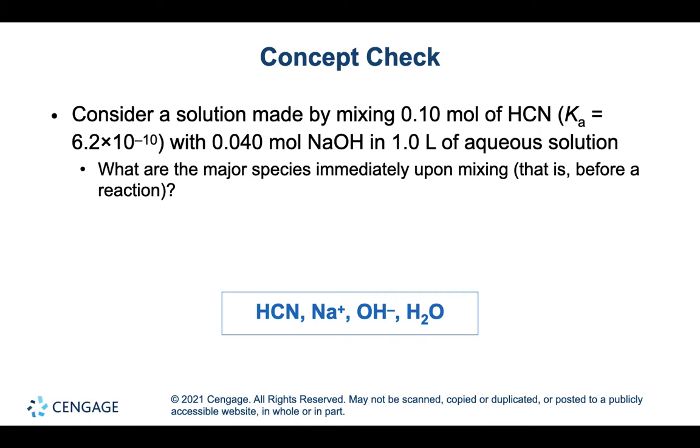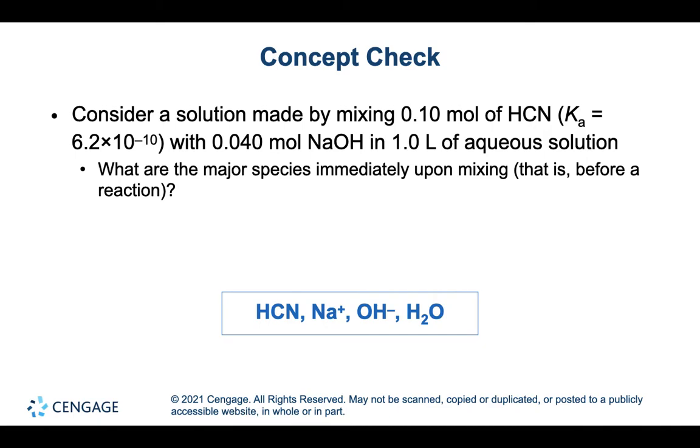Okay, so quick concept check. If we have a Ka of 6.2 times 10 minus 10, and we have 0.1 moles of HCN, and we add 0.04 moles of NaOH, and it's all in 1 liter, what do we have? What's our solution going to be? Well, you've got the HCN, which is more moles than the NaOH. You've got the Na plus, the OH minus, and the water.